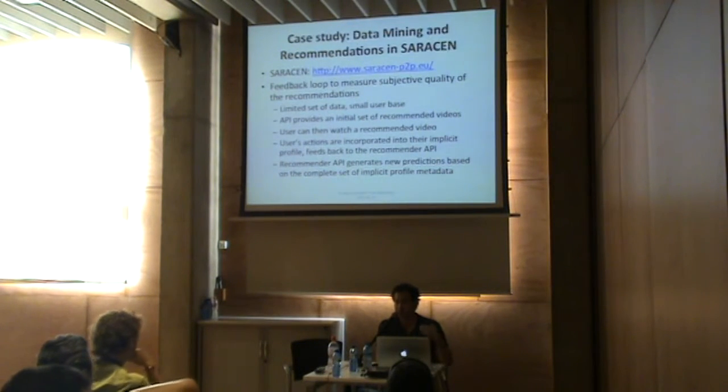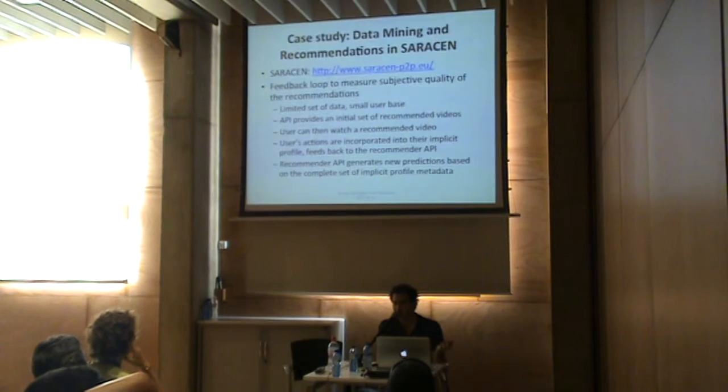And to really leverage these technologies, I would say you probably want at least 500 or 1,000 users. You want to have maybe 5,000 or 10,000 content nodes. And then you're really going to start getting some interesting content recommendations and user recommendations within your site. But the API does provide an initial set of recommended videos.